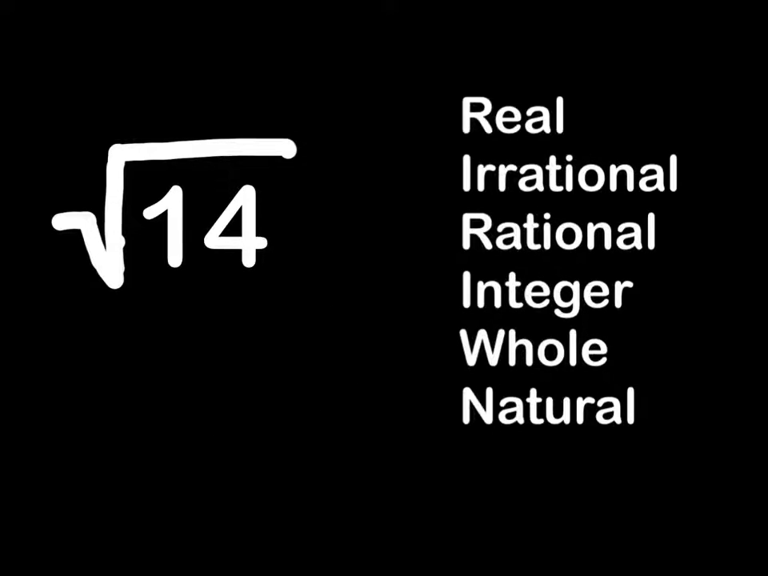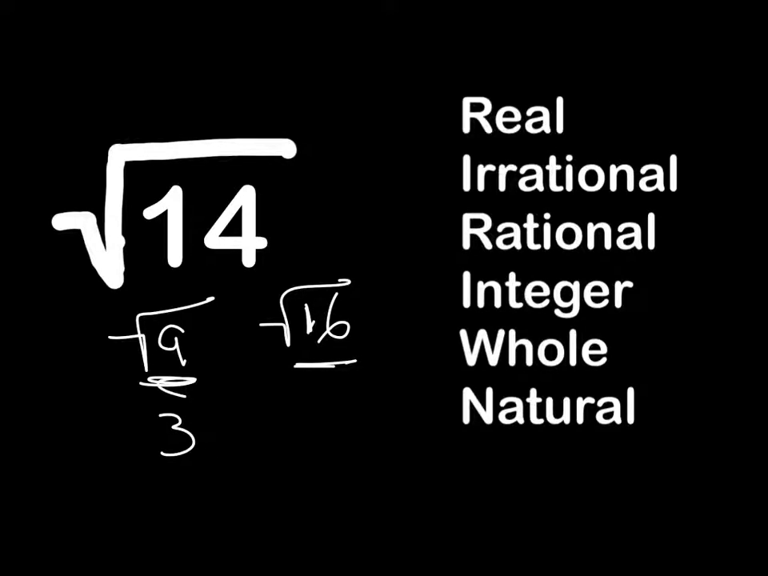Square root of 14, that's going to end up being a never-ending, never-repeating decimal. It is somewhere between the values of the square root of 9 and the square root of 16, because these are perfect squares. So the square root of 14 is going to end up being between 3 and 4, but it is going to be a never-ending, never-repeating decimal. It is also real because even the irrational numbers are real numbers.